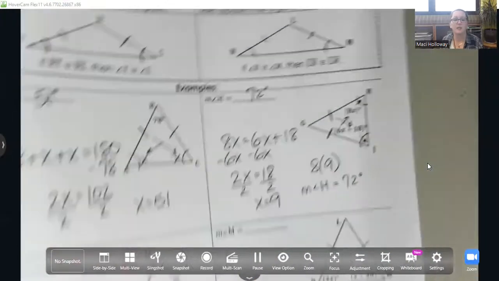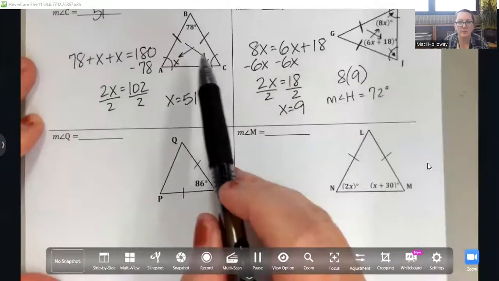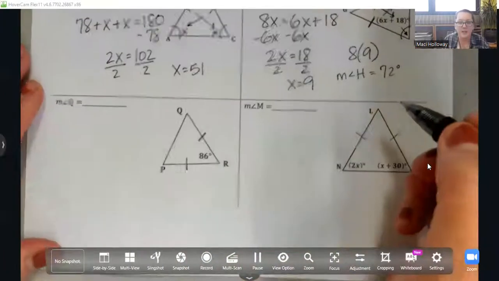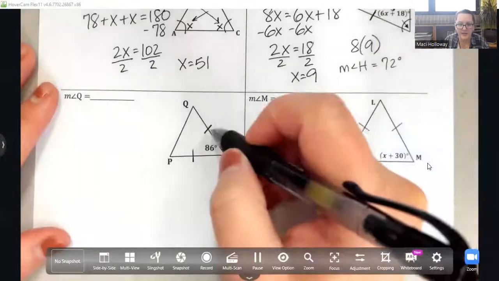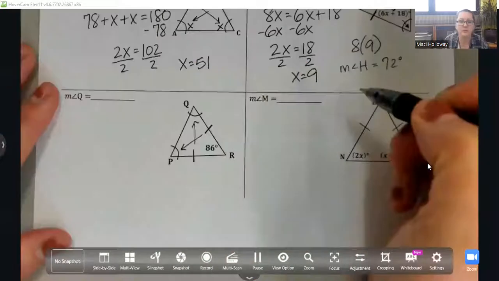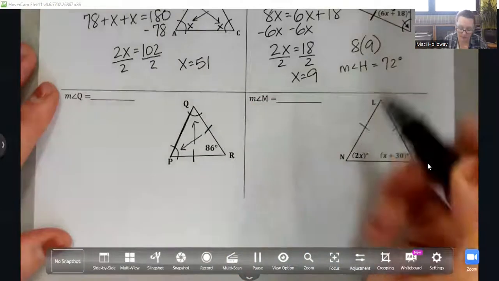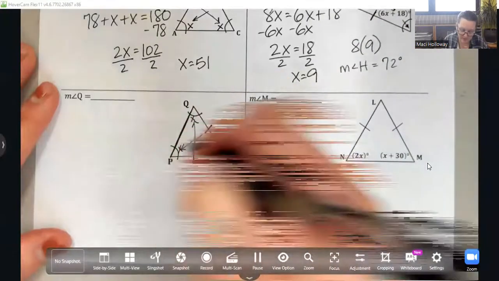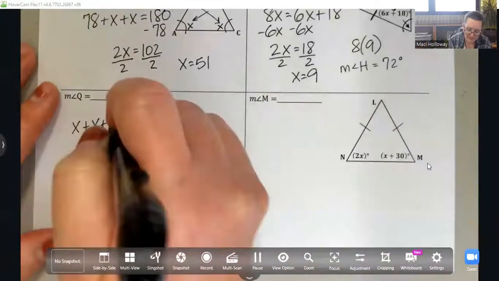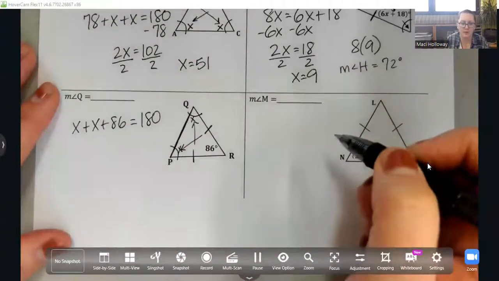Okay, let's keep going. So down here, this one's a little bit turned. These were put upright, but I'm still going to follow the same thing. If my side lengths are congruent, the opposite angles are also congruent. So this angle is congruent to that angle. This is considered the base of your isosceles triangle here. So this is x, and this is the same value x. So I know x plus x plus 86 equals 180, because it's a triangle, and all triangles are 180 degrees.